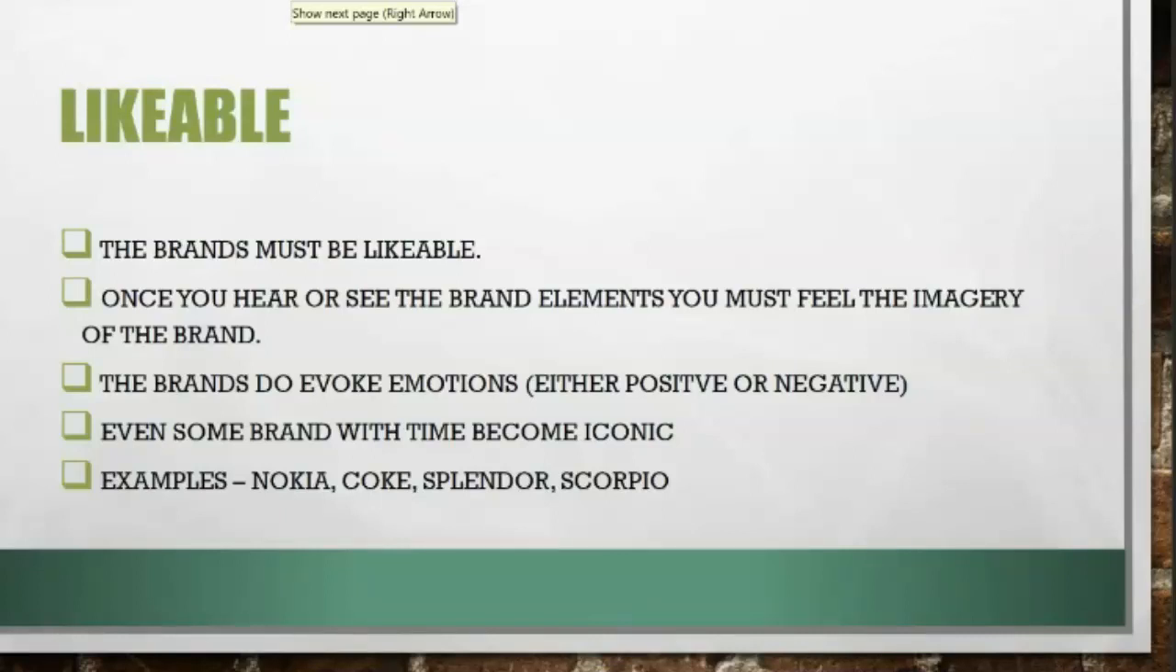brand. Some brands become iconic because of the passage of time. They have been using the same elements time after time, which makes them memorable, likable, and meaningful also. For example, brands like Nokia, Coke, Splendor, Scorpio, all these brands are super successful. Why? Because they were likable in nature. They had an emotional connect with the brand. So it is not immediately possible, but it takes a passage of time. But once it is done, then a lot of emotional buying happens.